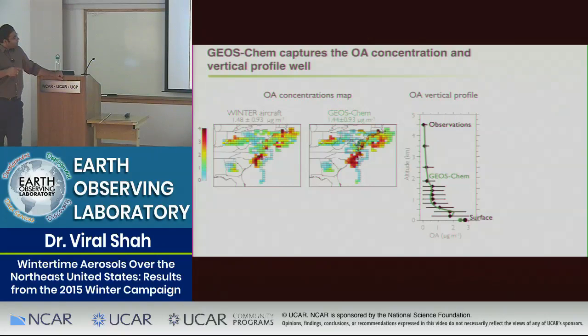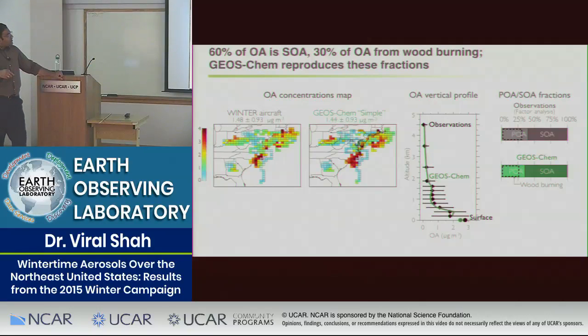So now we can look at the sources. We can look at the sources in multiple different ways. One of the ways that Jose Jimenez's group looks at the sources is by factor analysis. So they take the organic aerosol mass spectra time series and separate them into factors. One factor represents the chemical constituents which are more closely related to secondary organic aerosols, and they call that the fraction which is SOA. And they find that about 60% of the organic aerosols is secondary organic aerosols. We find the same in the GEOS-Chem model. About 60% is from secondary organic aerosols.